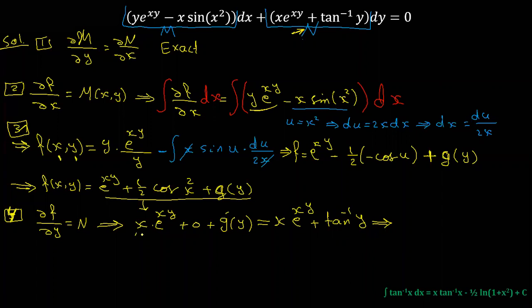Yes, we cancel x times the exponential. You are right. So g prime y is tan inverse of y. Notice always in step number 4, you should get an equation containing only y. If in your exam in step number 4 you have x and y, that means you did something wrong.